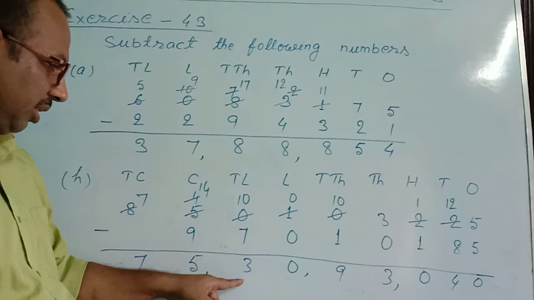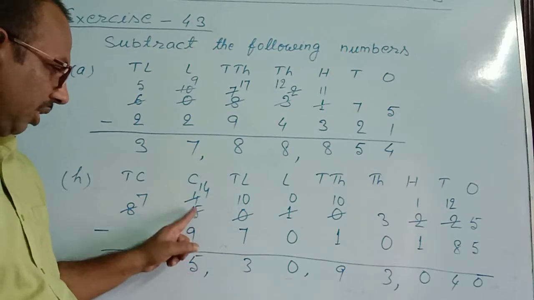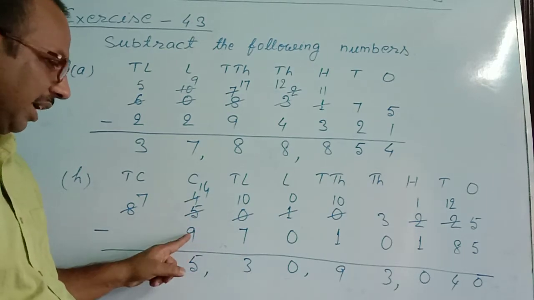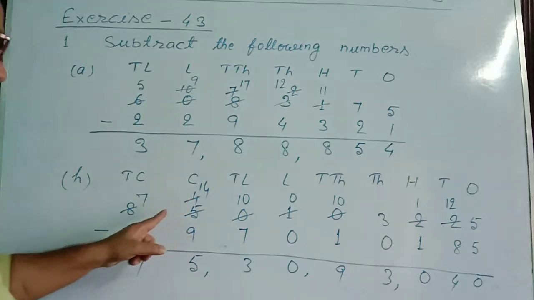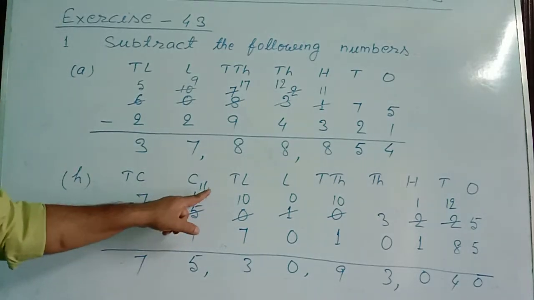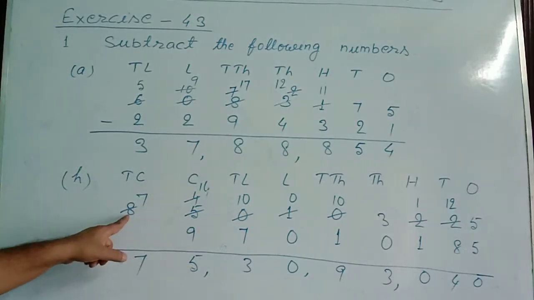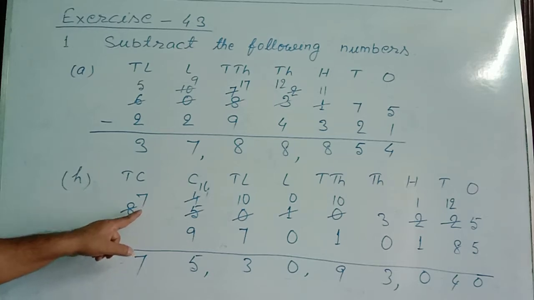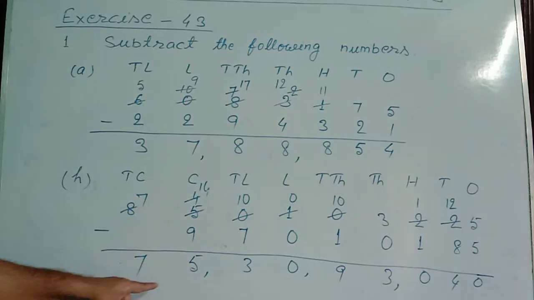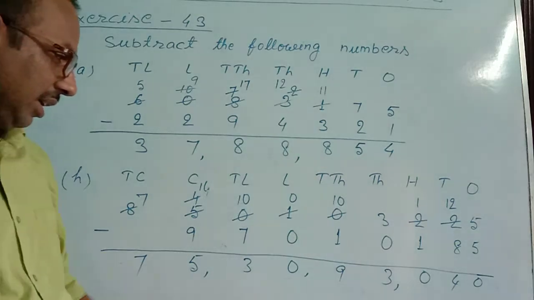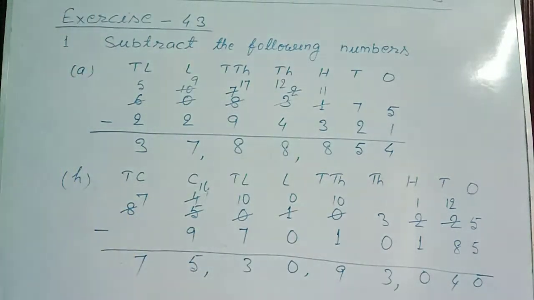10 minus 7 is 3. And when you took 1 from here, 4 is left, and 4 minus 9 is not possible. To make it greater we'll take 1 from here, it became 14. 14 minus 9 is 5. When you took 1 from here, 7 is left, that 7 will come down. So this subtraction became 75 crore 30 lakh 93,040.